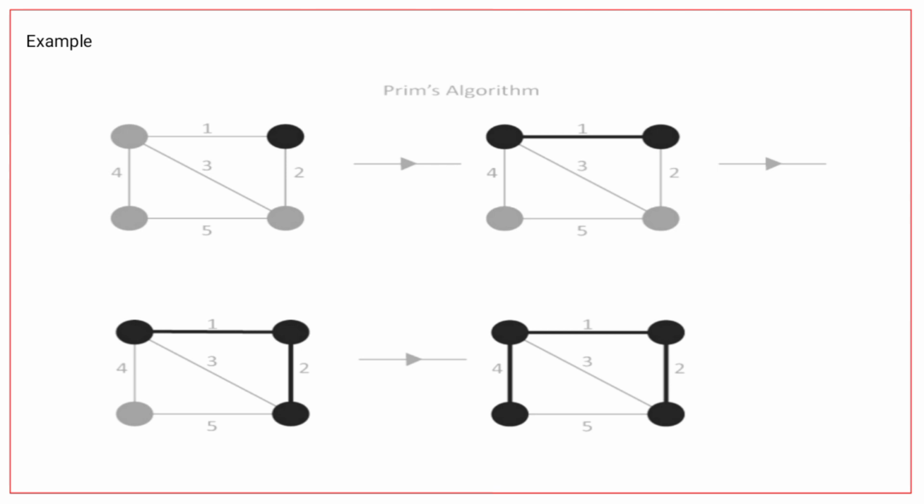Now again three options: edges with weight 3, 4 and 5, but it can't choose the edge with weight 3 as it is creating a cycle. So it selects the edge with weight 4 and we end up with the minimum spanning tree, whose total cost is 7.